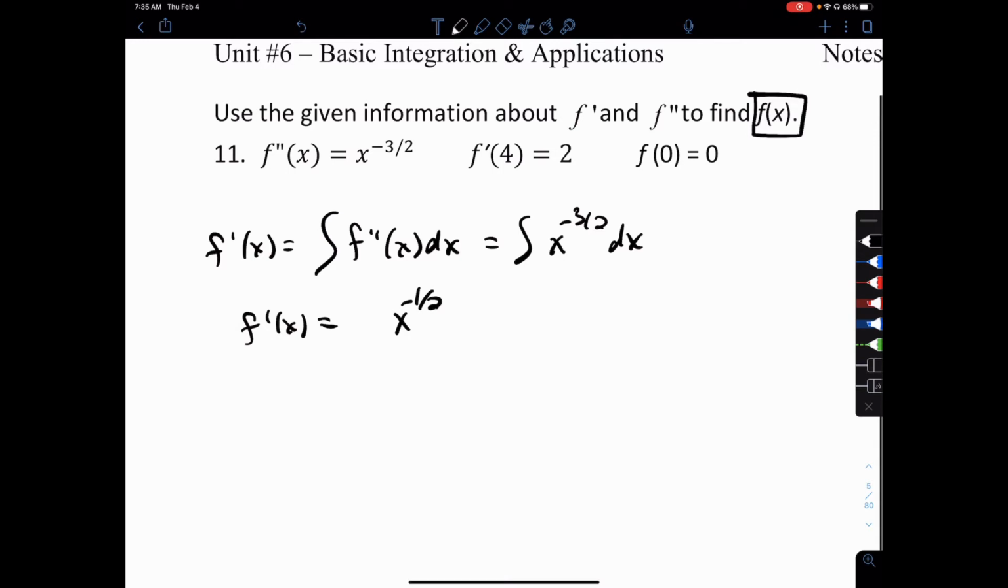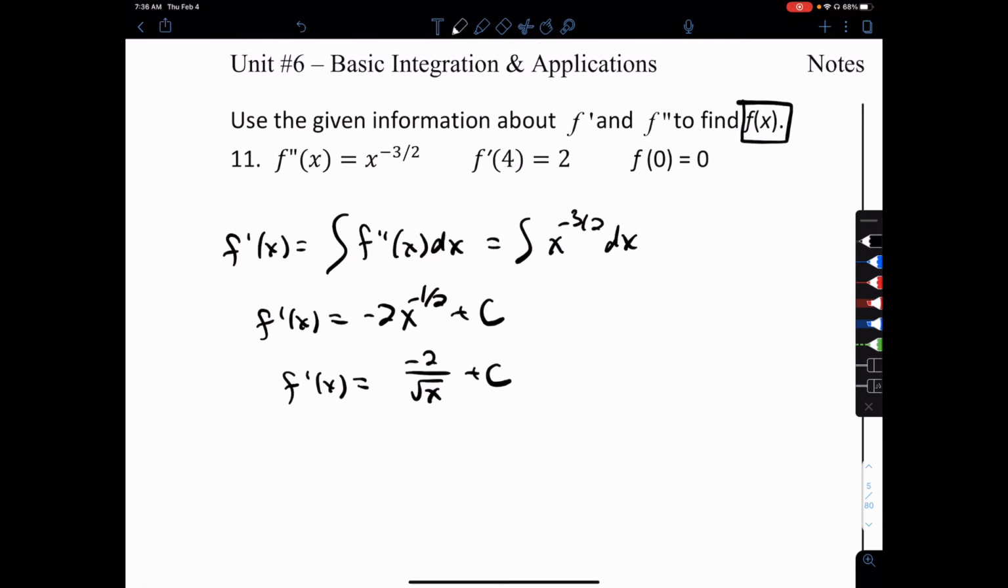Multiplied by the reciprocal of that, it's going to be a negative 2. Add in your arbitrary constant. Therefore, f prime, I'm going to prefer to write this with positive exponents and actually as a radical. I take the ordered pair I have for f prime, which is f prime of 4 equals 2.